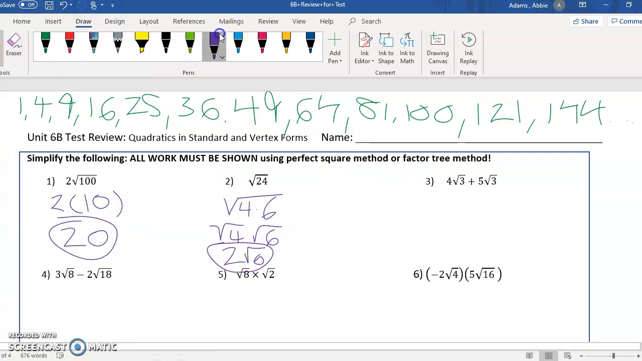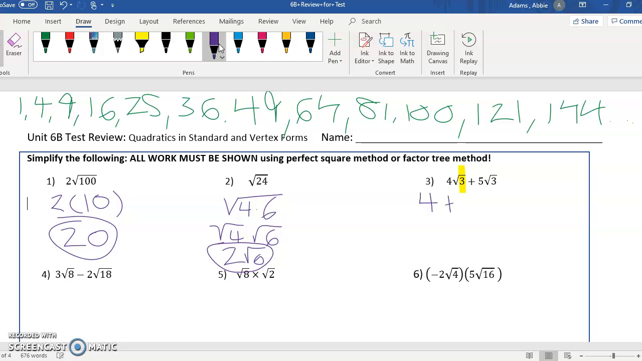Now we're dealing with addition when we're looking at simplifying radicals. In order to do addition or subtraction, the radicals have to be the same, so they have to have a common radical between them. Looking at this, we have 4 square root of 3 plus 5 square root of 3. Those both have the same radical, the square root of 3. So we can simply add the terms on the outside, the coefficients, the whole numbers on the outside.